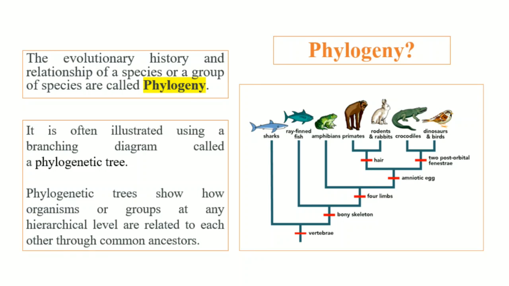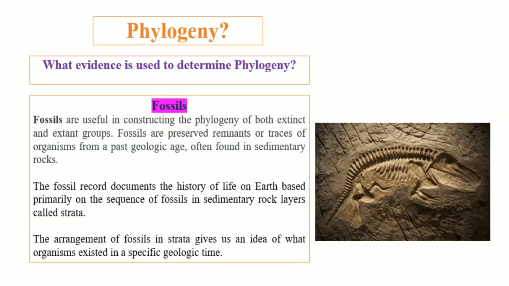So here in this figure you can see this is the phylogenetic tree depicting the evolutionary relationship between different groups of vertebrates, different classes of vertebrates, and at the base of this phylogenetic tree you can see the taxonomic characteristics that are used to construct the phylogeny. And next, what are the evidences that are used to determine the phylogeny?